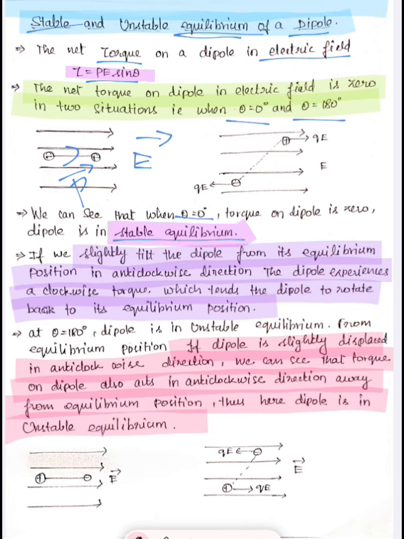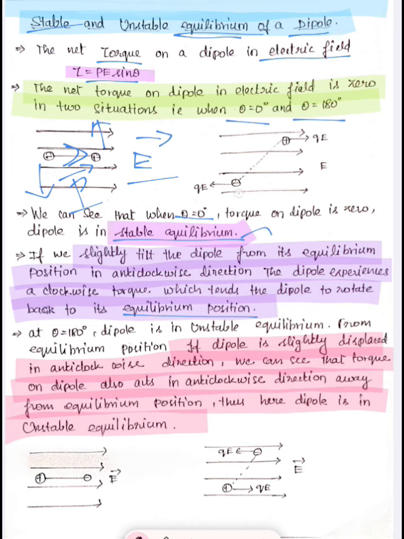So what is stable equilibrium position? When the dipole is perfectly aligned along the direction of the electric field, the dipole moment is parallel to the electric field, no torque acting on the dipole, is known as the stable equilibrium position of the dipole. Why it is called stable equilibrium? Because when we disturb the dipole slightly from its equilibrium position, it will rotate back towards equilibrium position. That is why it is called stable equilibrium position.